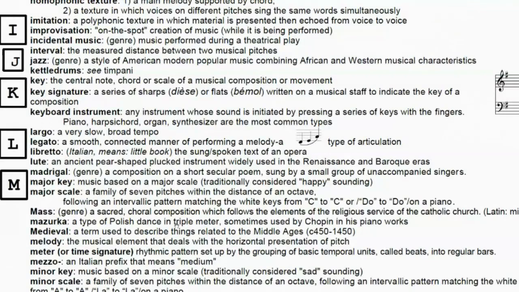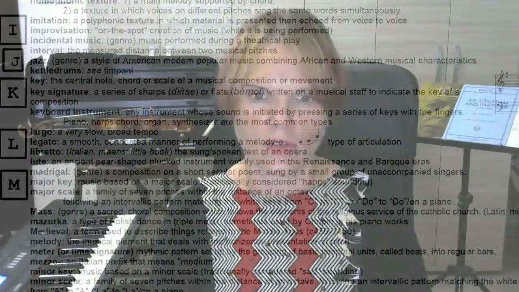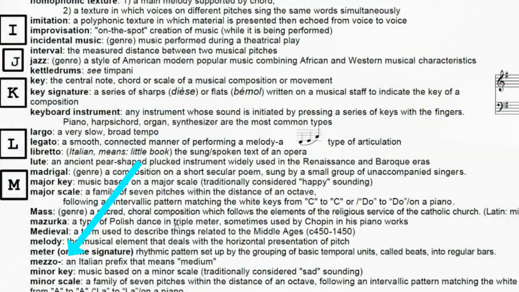Medieval, a term used to describe things related to the Middle Ages, which was around from 450 until 1450. So it is like the first recognized period of the Western music history, which is called Dark Age, Medieval Period, or Middle Ages. It all means the same. And mezzo, an Italian prefix that means medium. So if I say a medium soprano, it's a mezzo soprano.